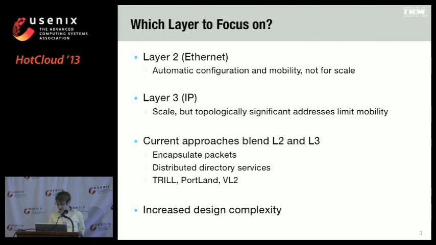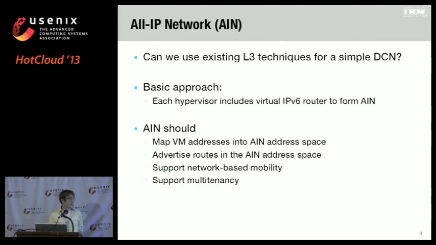So for this work, the question we asked is: can we keep layer 2 and layer 3 separate and really just focus on layer 3 to give us all these things that we wanted? Use Ethernet just for things like framing and synchronization and medium access control, and then use IP for the addressing, the routing, the mobility, the multitenancy. And that's what we explore in this paper.